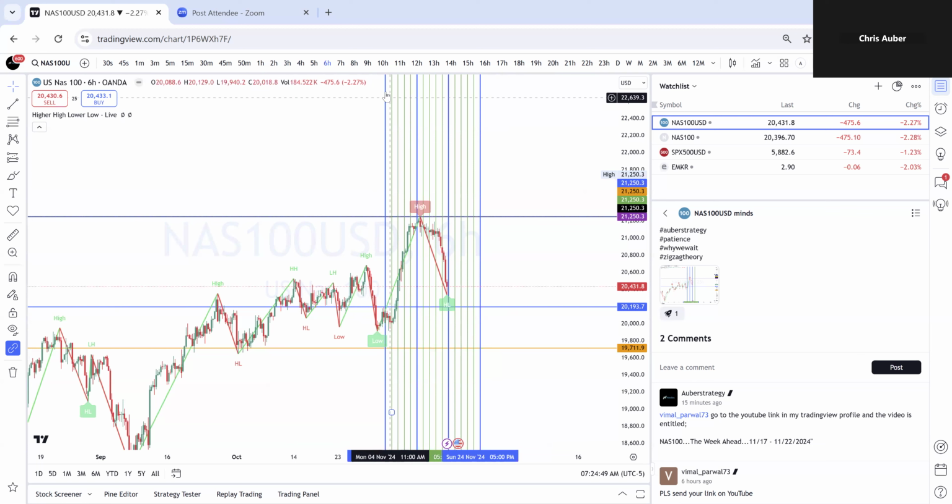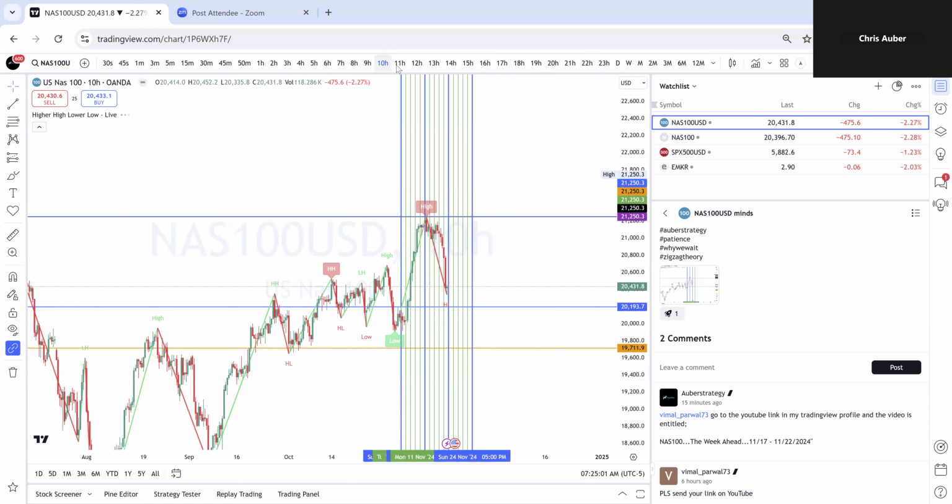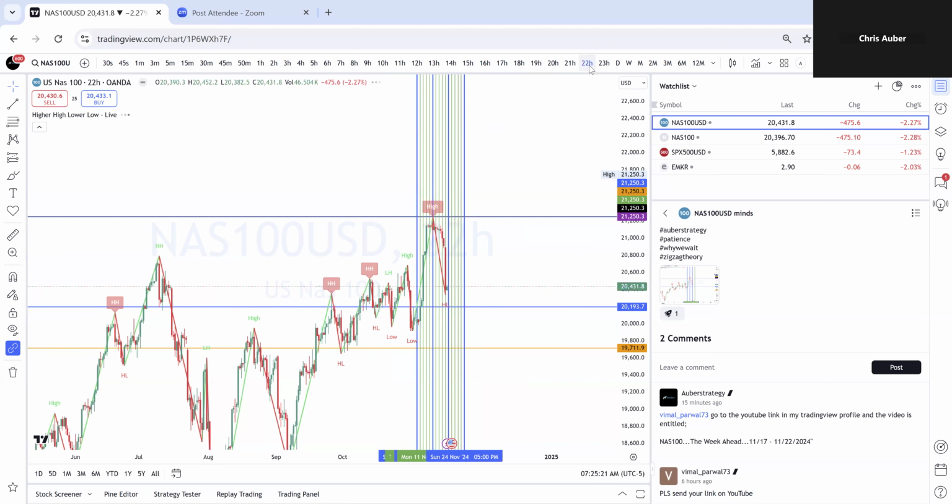As you go up the line, you will see this trend holding out. You look at the 7 hour, same scenario, it's a higher low. 8 hour, same scenario, it's a higher low. 9, 10, 11, 12, 13, 14, 15, 16, 17, 18, 19, 20, 21, 22, 23, still higher low.